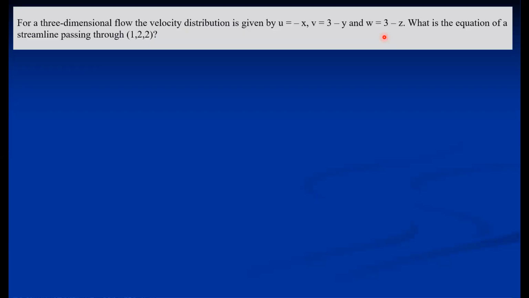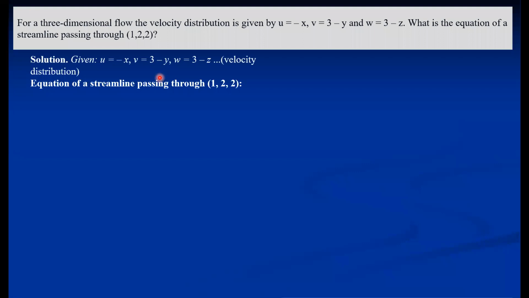First example: for a three-dimensional flow, the velocity distribution is given. The x component velocity, y component velocity, and z component velocity are given. What is the equation of streamline passing through the point 1, 2, 2? That we have to determine. As per the given data, three velocity components are given, and we have to estimate the equation of streamline passing through this point.